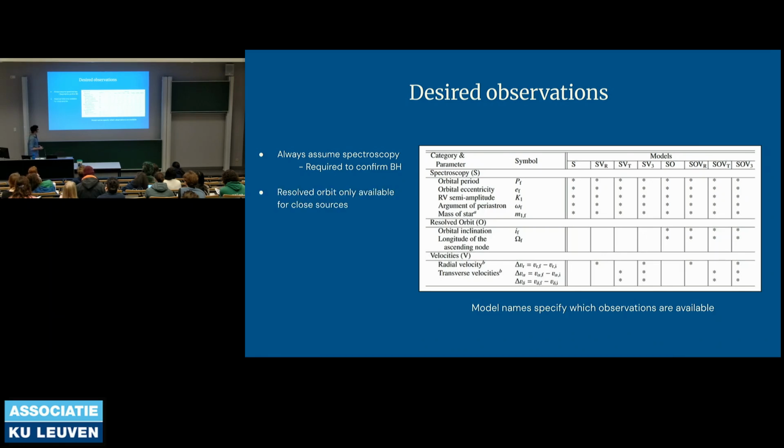Now, if you're fortunate, you might also have a resolved orbit. This is generally only available for close sources, so not extragalactic sources. But if you're so fortunate, you also additionally get the orbital inclination and the longitude of the ascending node. So we have 4 models here that have an O appended for resolved orbit.